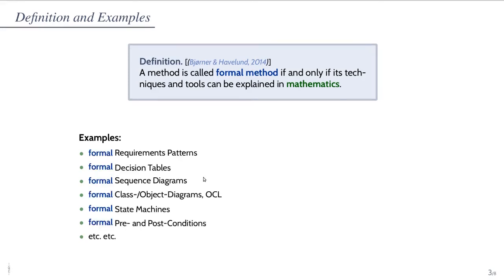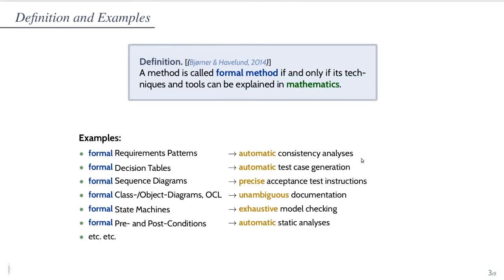Now, what is the benefit of having a formal semantics for such software description languages? Well, we can, for example, get automatic consistency analysis for requirements. We can get automatic test generation. We can describe precise acceptance test instructions. We can have unambiguous documentations. We can use exhaustive model checking to check design ideas. And we can apply automatic static analysis to code.